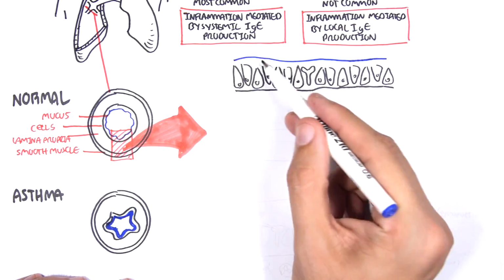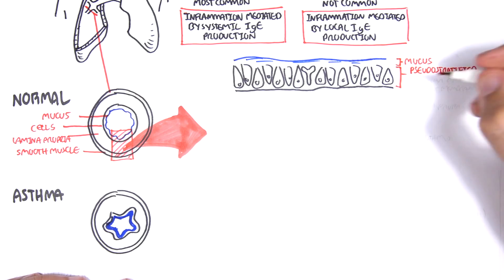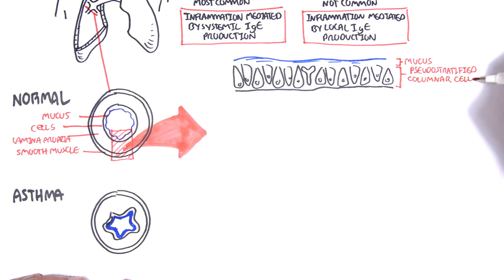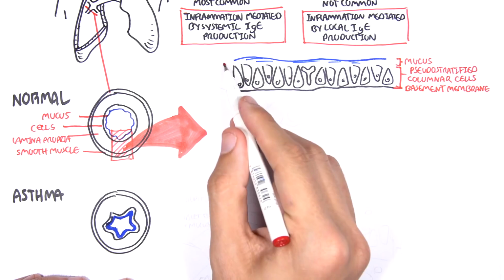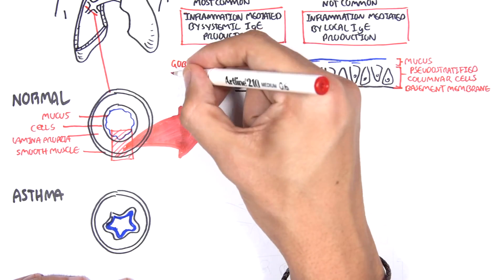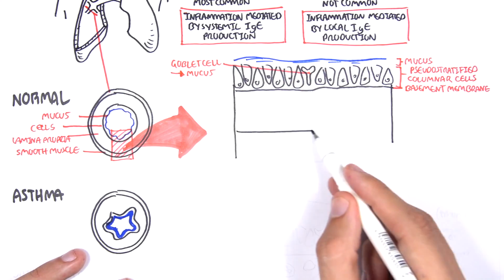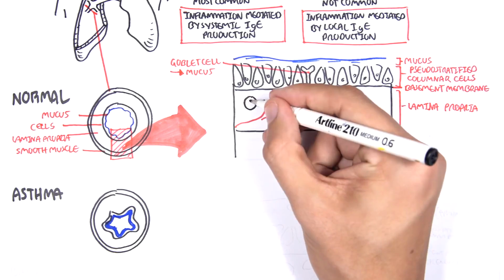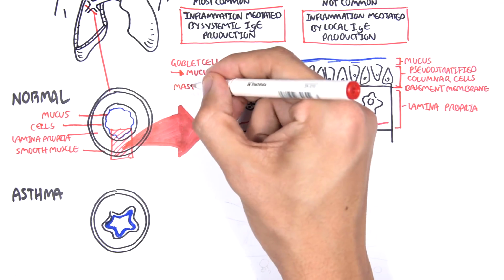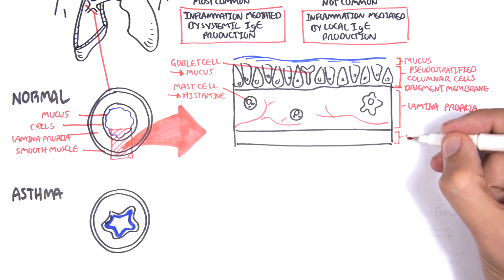So here we have the mucus, and on this layer we have the pseudostratified columnar epithelial cells. Below this, we have the basement membrane. Within the epithelial layer, we also can find goblet cells, which are responsible for secreting mucus into the lumen. Below the columnar cells, we have the lamina propria, which contain many cells, including macrophages and mast cells. Mast cells are responsible for secreting histamine. Surrounding the lamina propria, we have the smooth muscles.